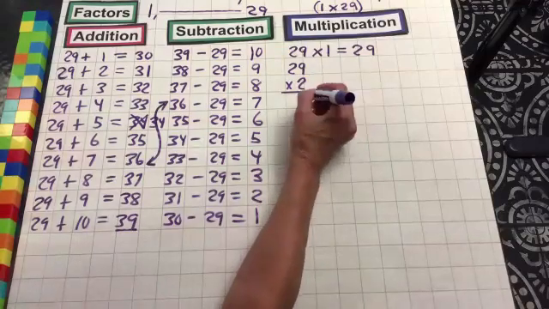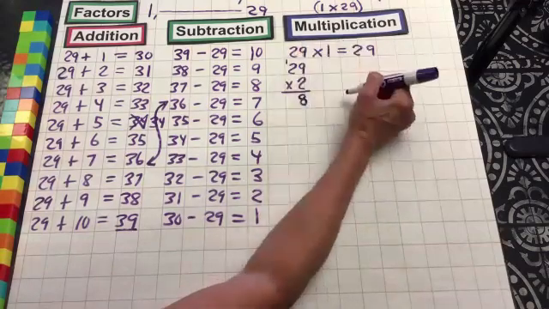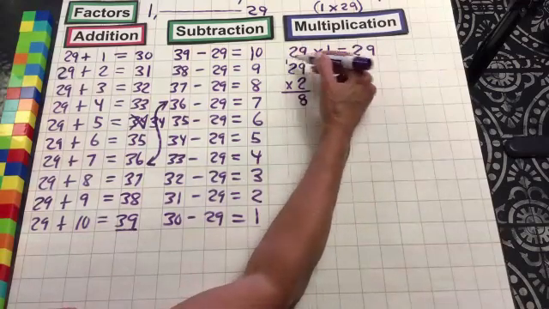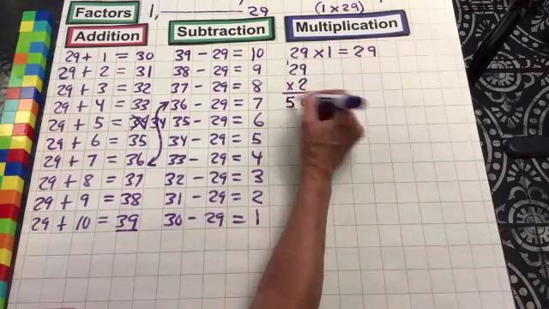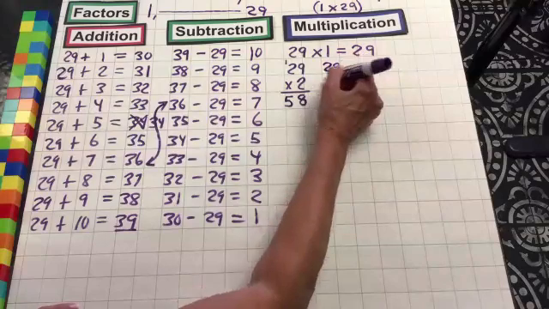2 times 9 is 18. Drop the 8, carry the 1. 2 times 2 is 4, plus the 1 is 5. So 2 29s equal 58. 29 times 3.